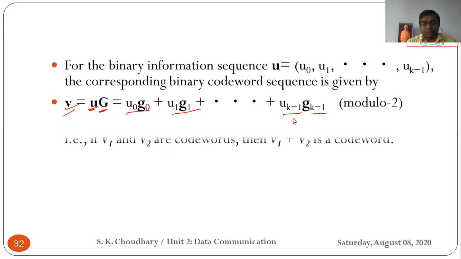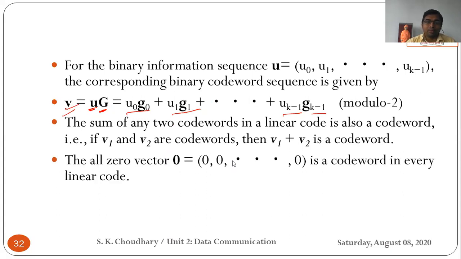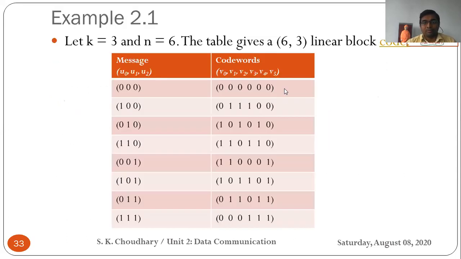Some properties of linear block codes were also discussed: if v1 and v2 are code words, then v1 plus v2 is also a valid code word, and the all-zero vector is always present in every linear code. This is all we discussed, and we took this as one of the examples in the last class.